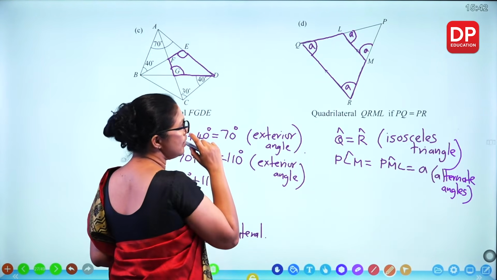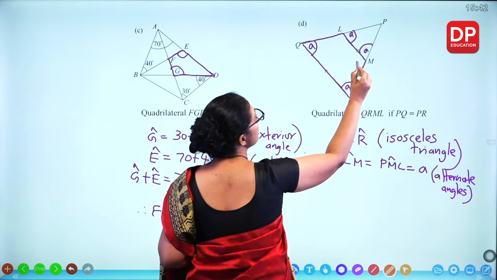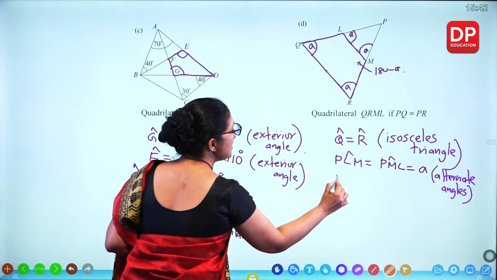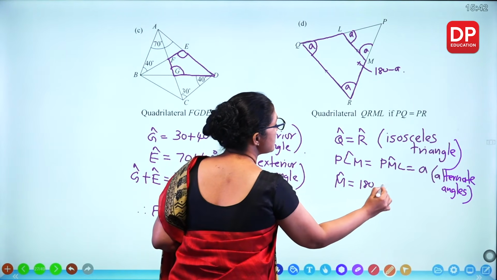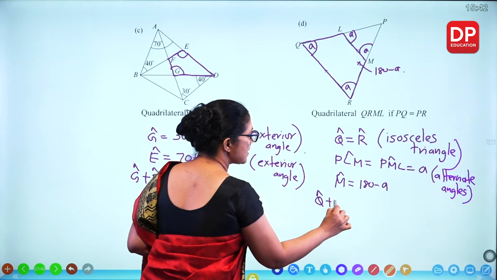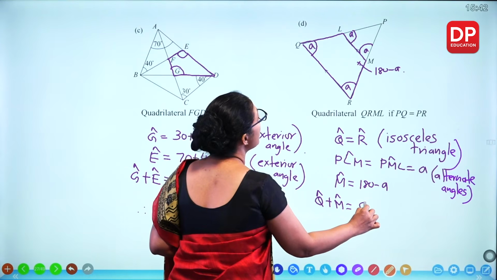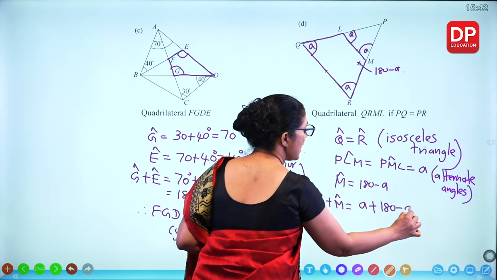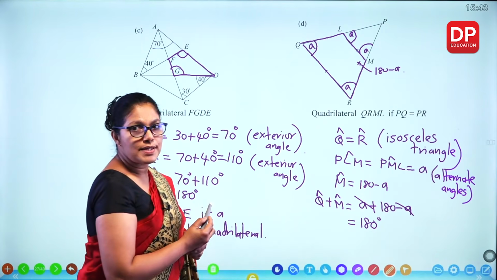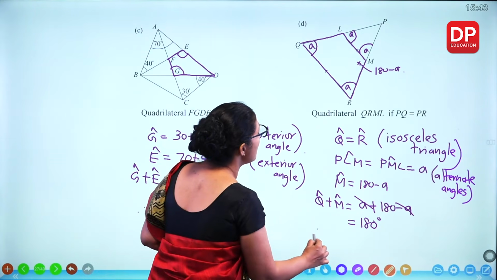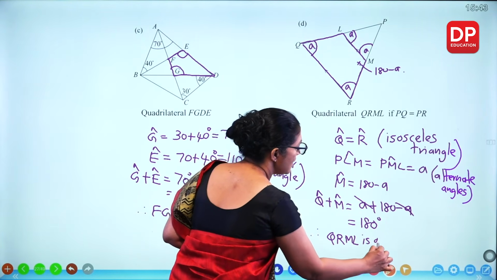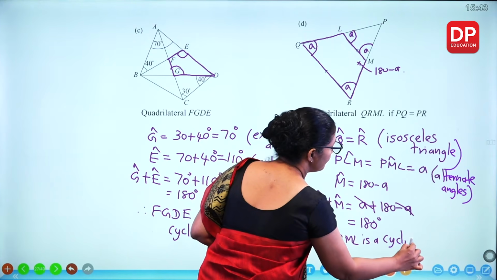Now we can find out the opposite angles. So this is 180 minus A. So M is 180 minus A. So we'll add and see Q plus M angle. Q plus M is, Q is A angle plus 180 minus A. A gets cancelled out, you get 180. So opposite angles are supplementary. So therefore, QRML is a cyclic quadrilateral.